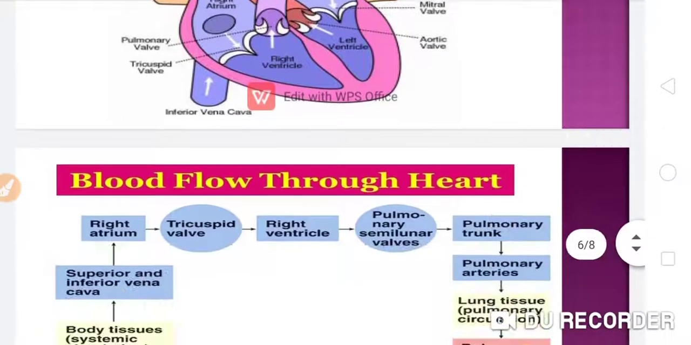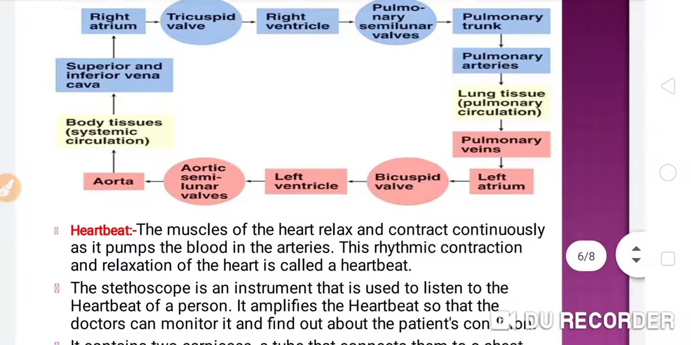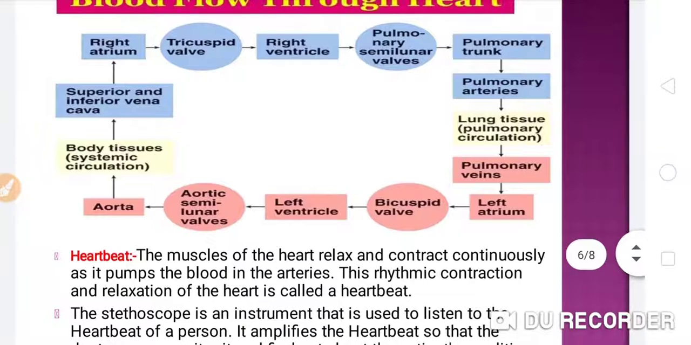Okay, now next you can see here blood flow through the heart. Here are all the steps given through which blood is flowing inside our heart. Okay, so you only need to read it, there is no need to learn it. Please kindly read it only. Read it and try to mention it in your notebook also.